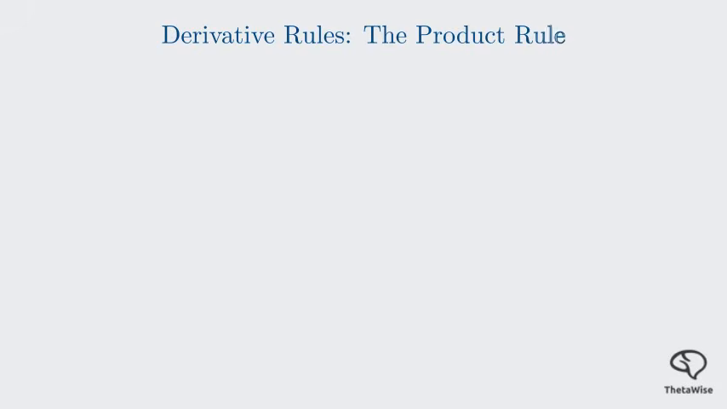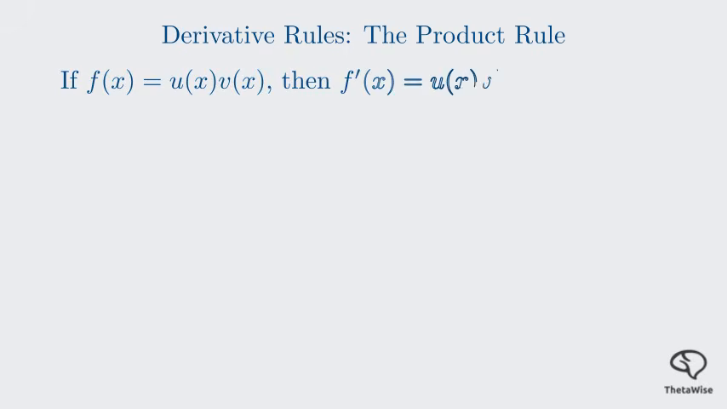Sometimes, you just can't simplify. That's when the product rule comes in handy for differentiating the product of two functions. The product rule is for when your function is the product of two other functions, u and v. It says that the derivative of u times v is u times v prime plus v times u prime. In words, the first function times the derivative of the second plus the second function times the derivative of the first. There's a nice symmetry to it.